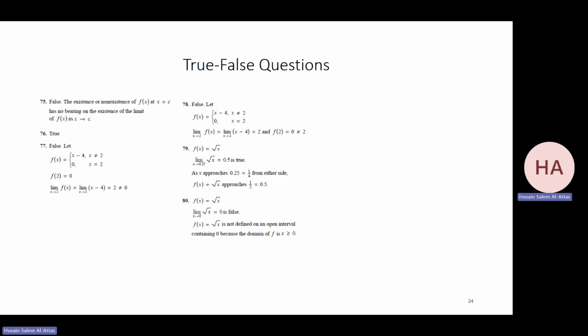Let me go to true or false. He said the function is undefined. Does that mean the limit exists? No. Does not exist? No, the limit may exist. Look at this function. Take any function like this, make it circle. This is 4. So the limit here exists, but the function is undefined at 4. So this is false.